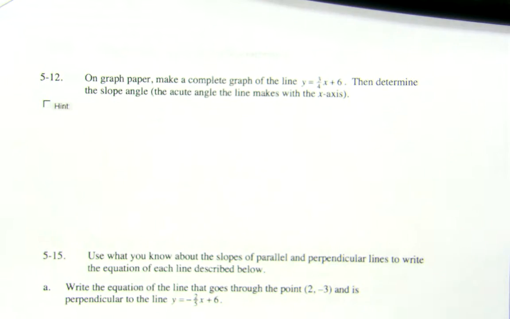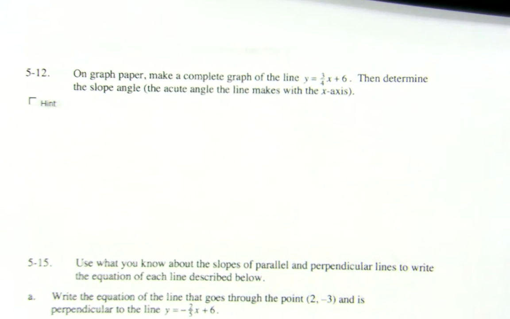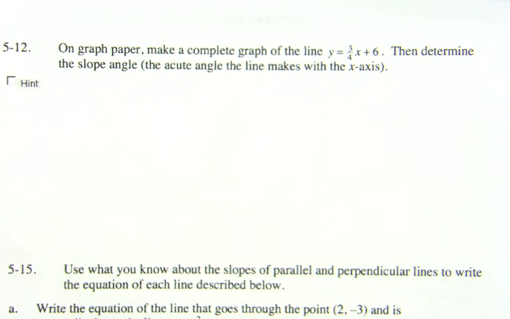So, on graph paper, for the first one, make a complete graph of the line y equals 3 over 4x plus 6. Then determine the slope angle, which you should already have figured out is 3 over 4, and then the acute angle that the line makes with the x-axis. So it shouldn't be too much of an issue.